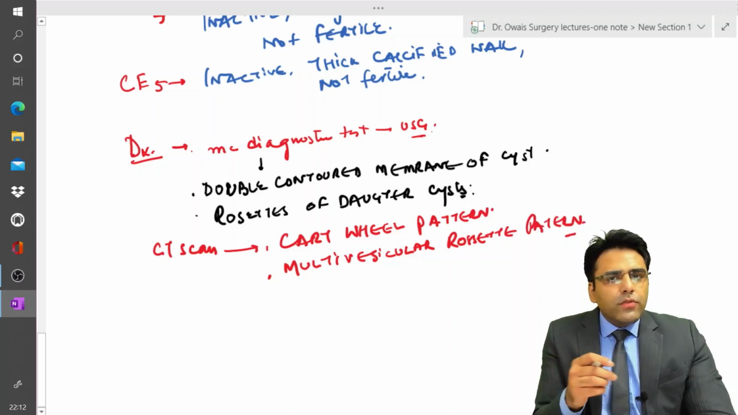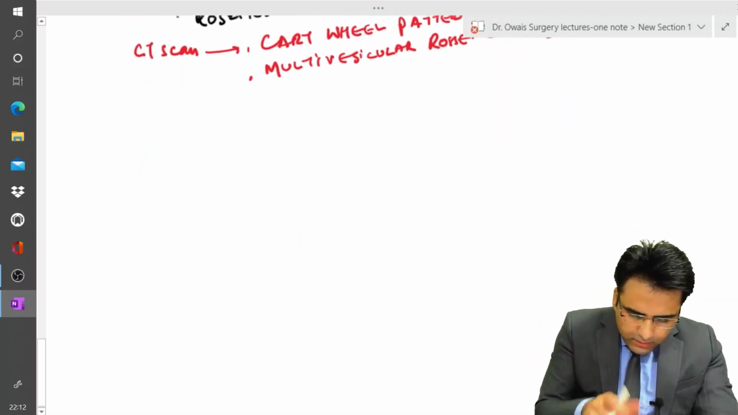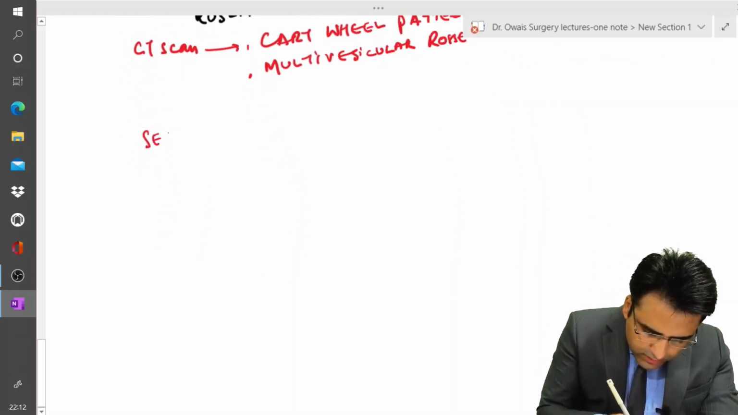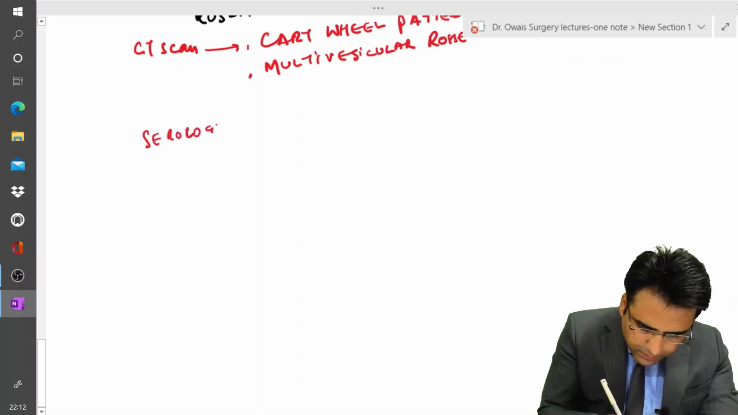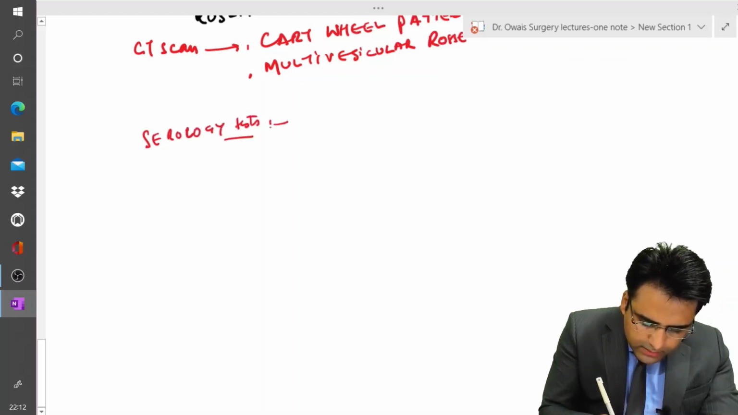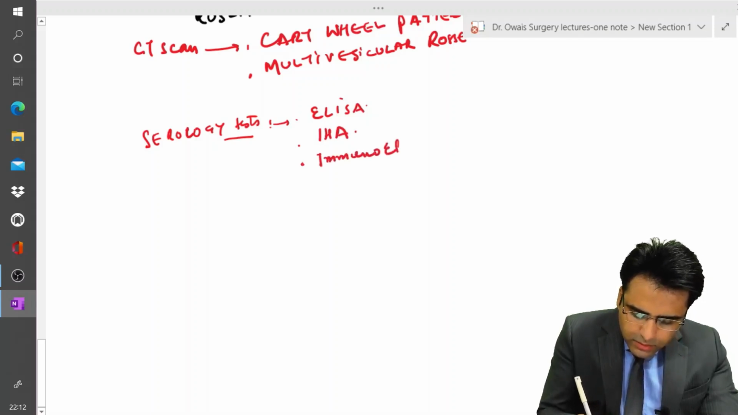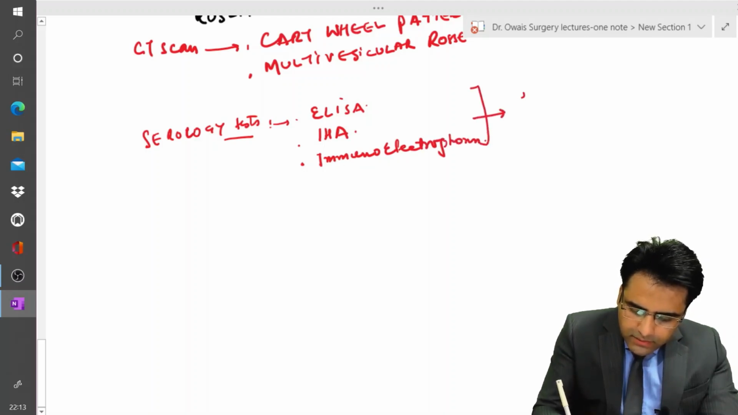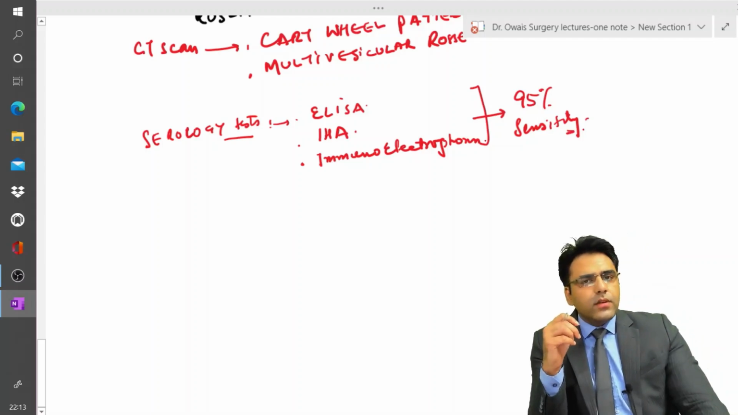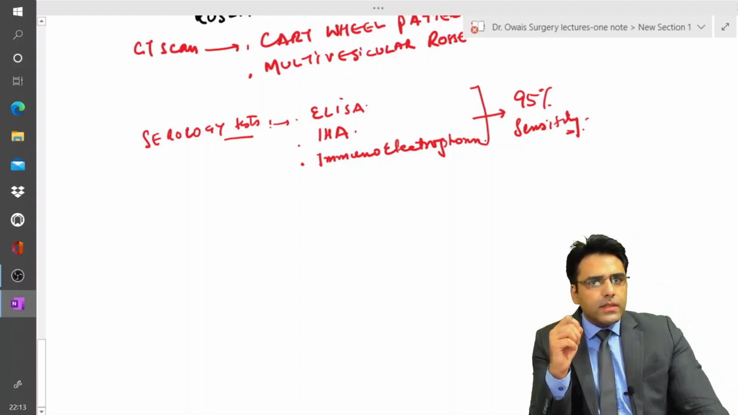After this, we can go for the various serology tests. Now next we can go for serology tests, and in this we have ELISA, indirect hemagglutination test, and immunoelectrophoresis. Please remember they have 95% sensitivity. Now these serological tests have 95% sensitivity.